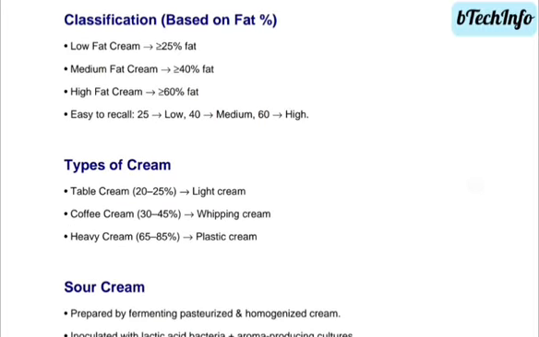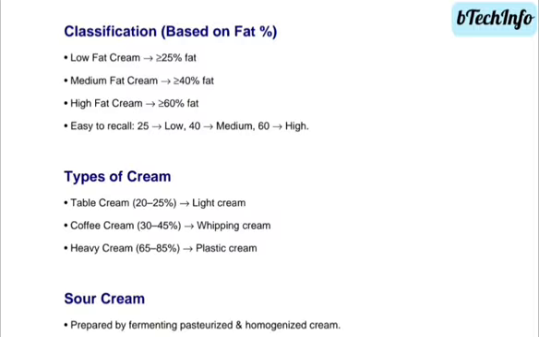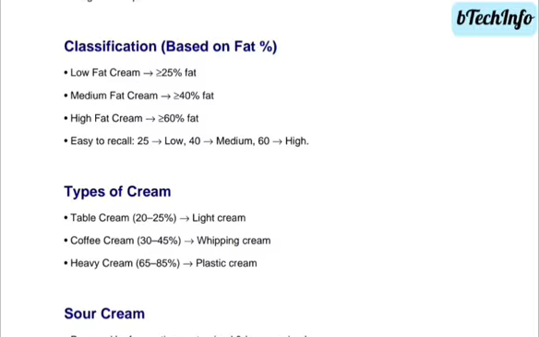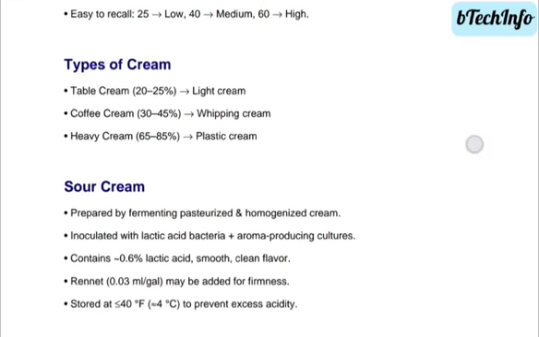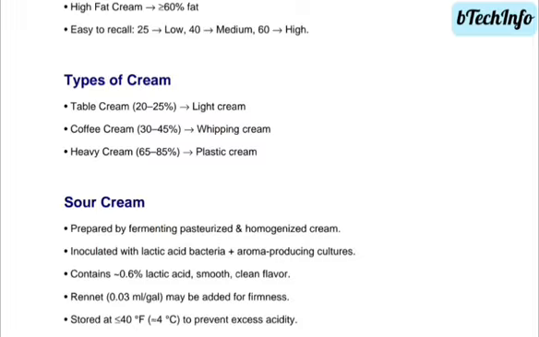Classification. Based on fat percentage, we have three types of classification: low-fat cream, medium-fat cream, and high-fat cream. Easy to recall: 25 low, 40 medium fat, and 60 high fat. Okay, now we have the types of cream. We have three types of cream: table cream, coffee cream, and heavy cream.